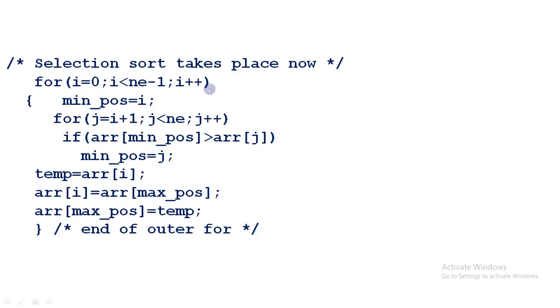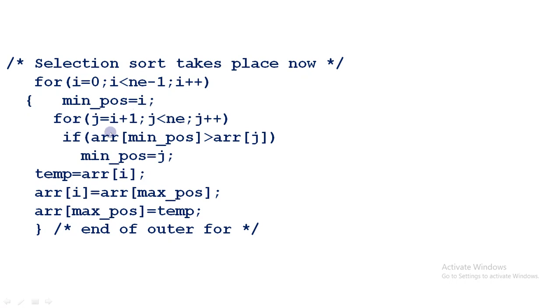So the outer for loop is for the number of selections, n minus 1 selections. If there are 4 elements, we saw that it is 3 selections. Therefore, if there are n elements, it will be n minus 1 selections. So minimum position is I, that is 0 in the first iteration. This goes with an assumption that the very first position contains the minimum valued element, because we are arranging things in ascending order. If we are arranging things in descending order, we will just call it maximum position, and I remains the same.